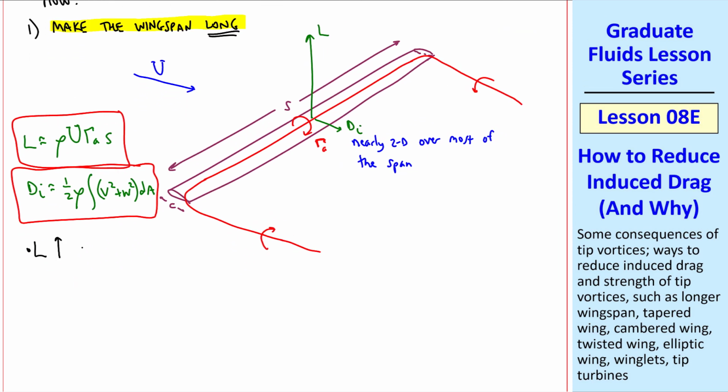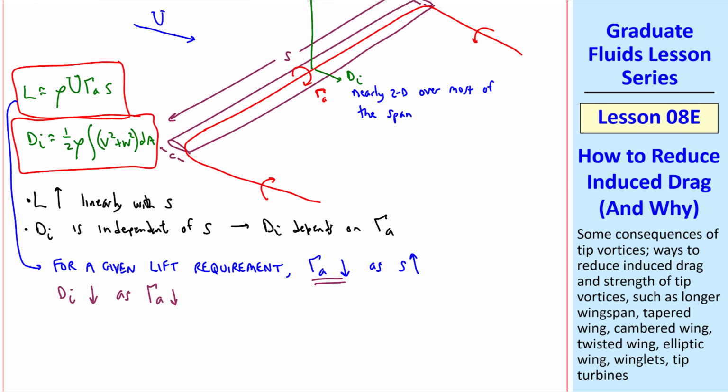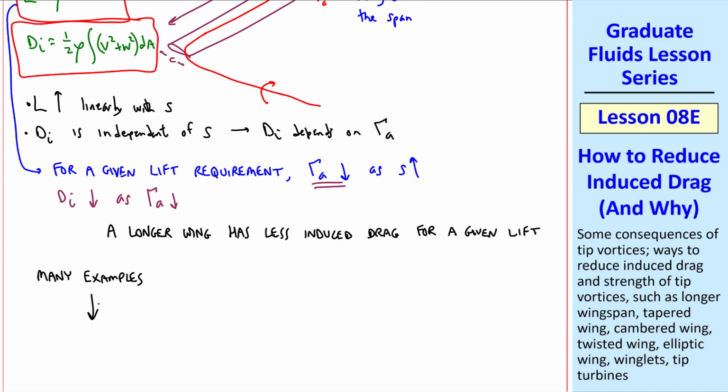Notice here that lift goes up linearly with wingspan S, but induced drag is independent of S. Instead, D_I depends on aerodynamic circulation gamma A. Therefore, for a given lift requirement, which depends on the weight of the aircraft, gamma A goes down as S goes up. We can see this clearly in this equation, since L, rho, and U are constant. Increasing S and keeping everything else fixed requires a smaller gamma A, and induced drag goes down as gamma A goes down. So we conclude a longer wing has less induced drag for a given lift. I'll show you many examples.